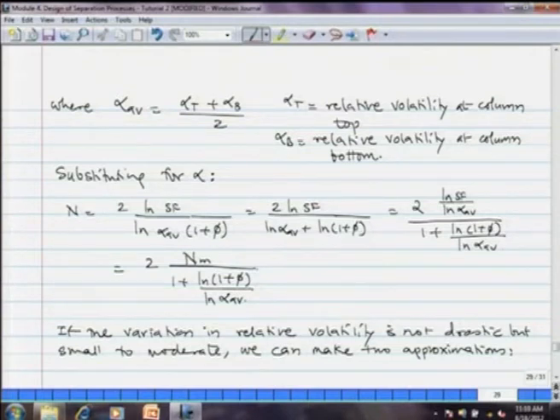So, N, the total number of theoretical plates, becomes equal to 2 into ln SF, separation factor, divided by ln of alpha av into 1 plus phi. Okay, that we expand as 2 ln SF divided by ln alpha av plus ln 1 plus phi, and then we divide the numerator and denominator by ln alpha av. So, we have N is equal to 2 times Nm, the minimum plates, ln SF divided by ln alpha av, divided by 1 plus ln 1 plus phi divided by ln alpha av.